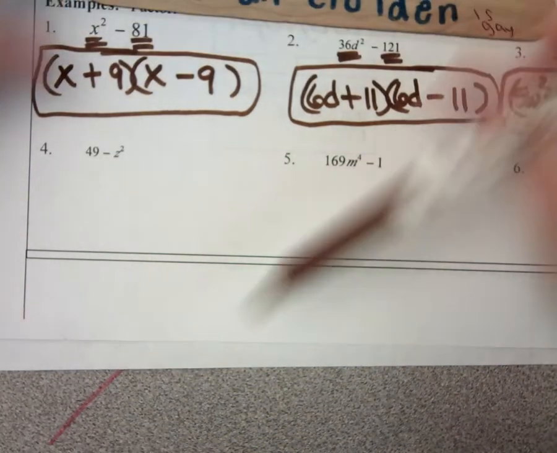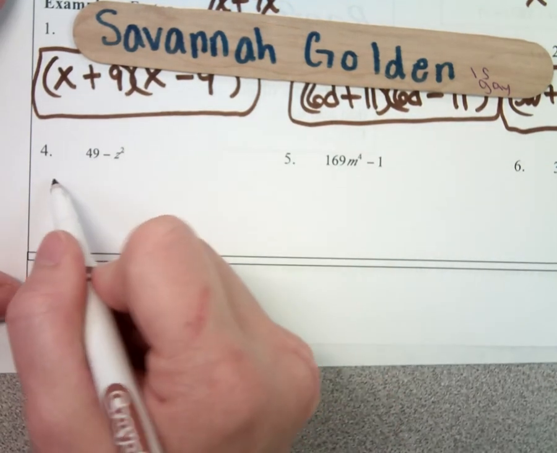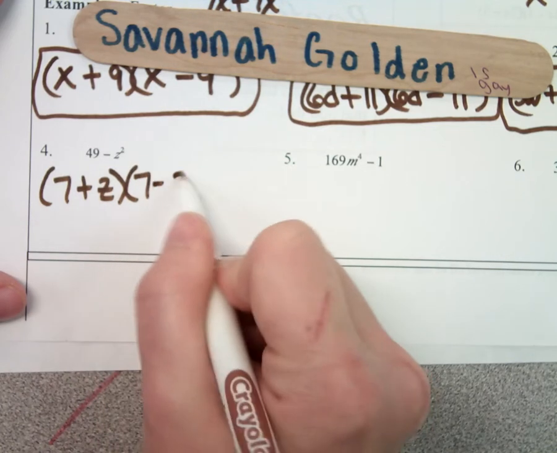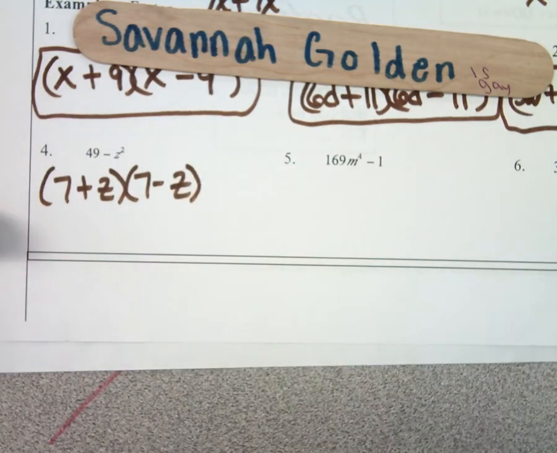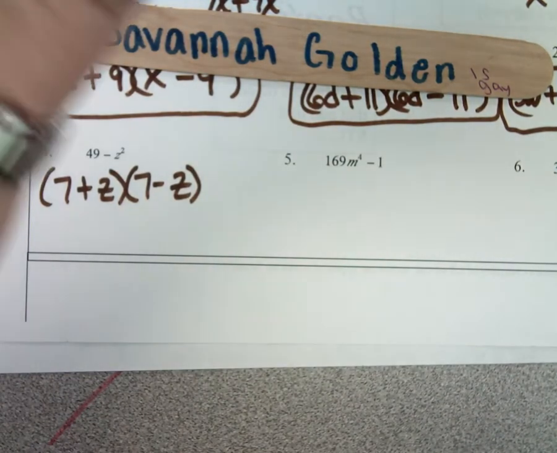Okay, Savannah, I drew you for number 4. Can you tell me what you think you would get? 7 plus z in parentheses, and then 7 minus z. Very nice. Would you like to give your piece of candy away to somebody? Okay, I'll draw a name, and your piece of candy can go to Autumn S. Okay. All right, next one.